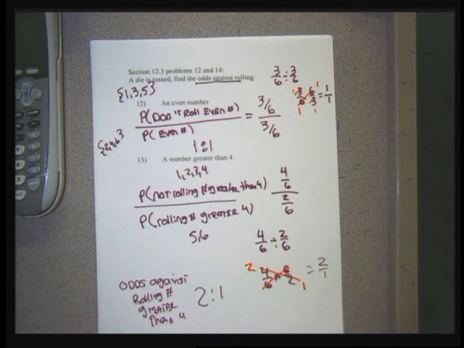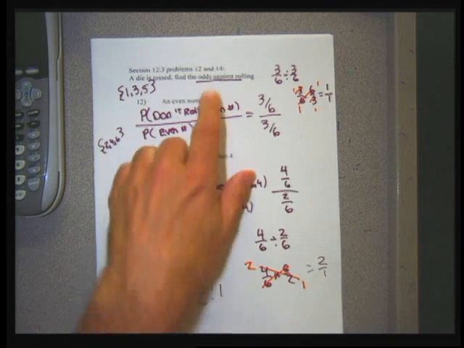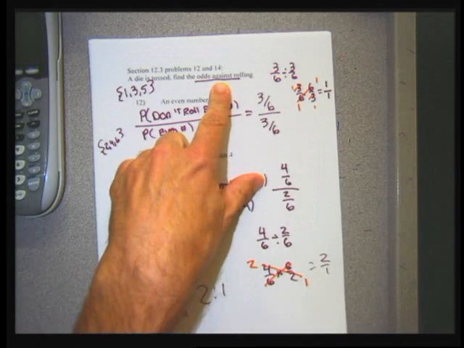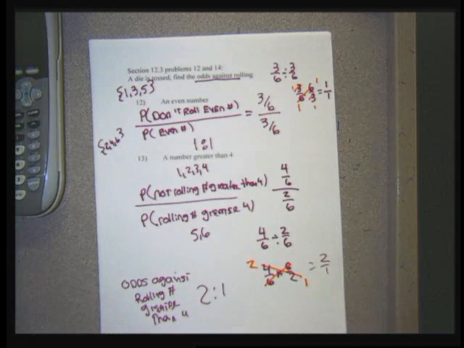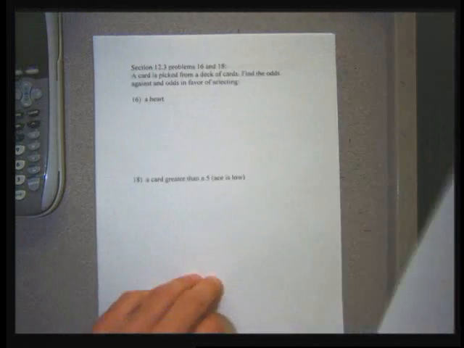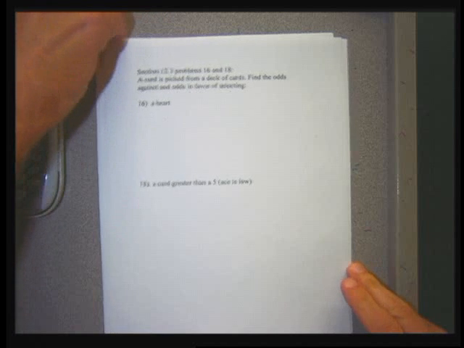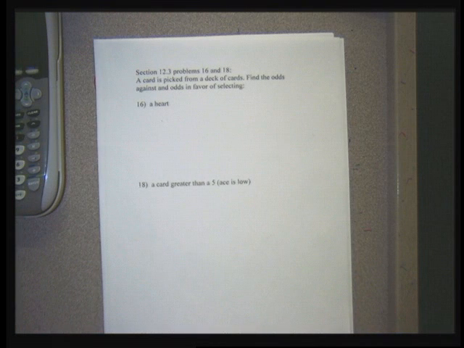So every odds problem is just a matter of determining which probabilities you want to divide, and very specifically, you have to find out if the author is asking for an odds against or an odds in favor, and the author will always tell me which one he wants. Ooh, 16 and 18 are card problems. The author wants both odds against and odds in favor. The nice thing is, once I compute one, I'll flip it to get the other one.